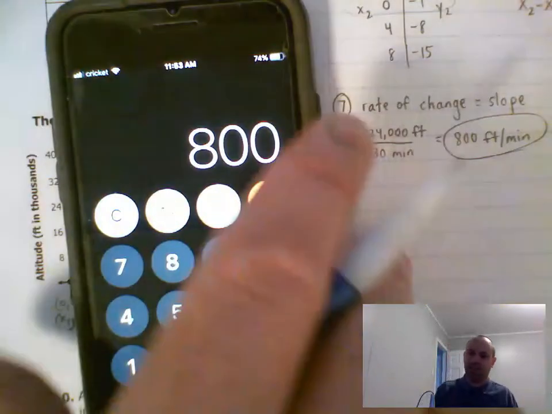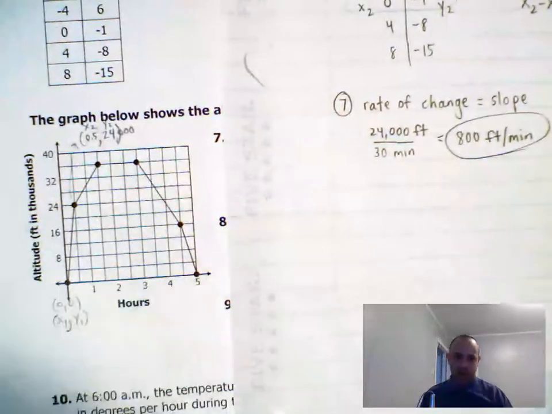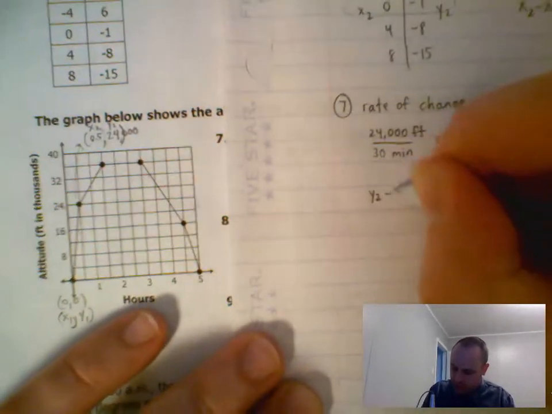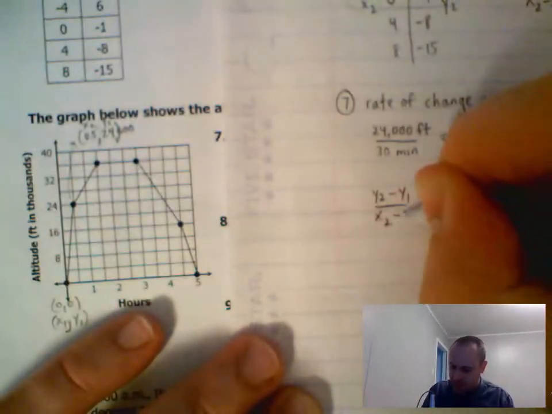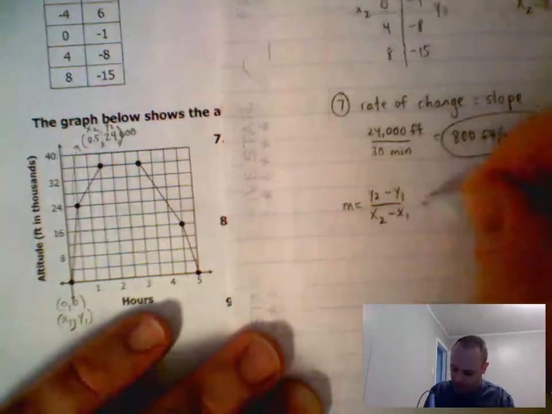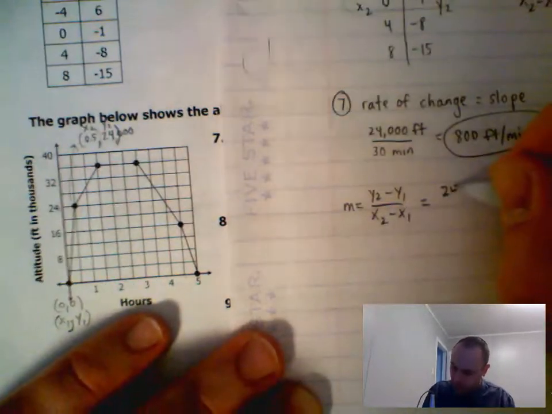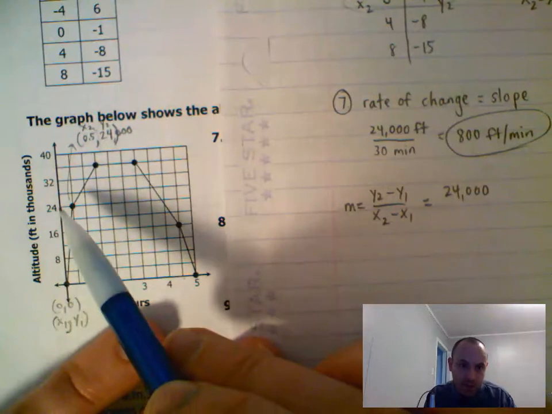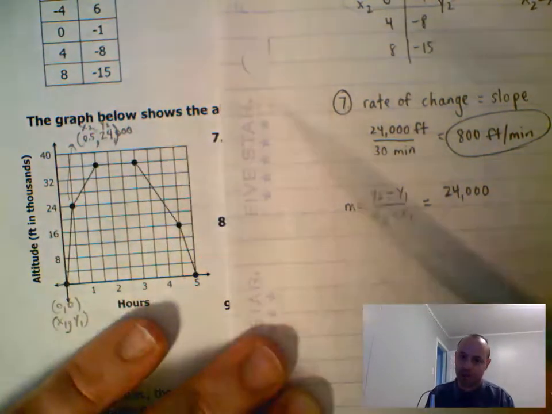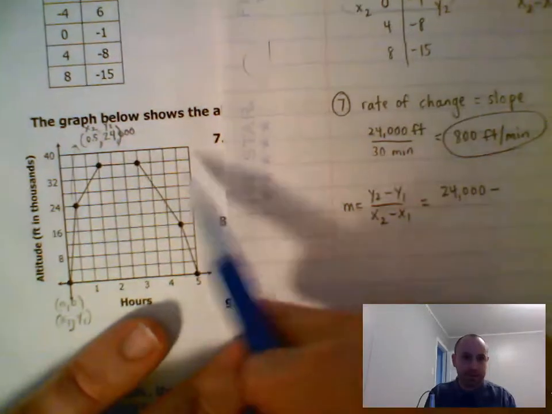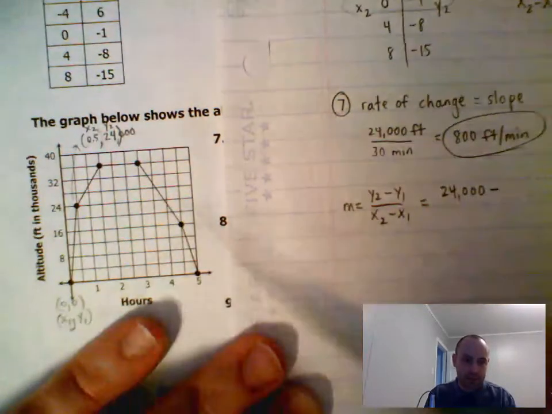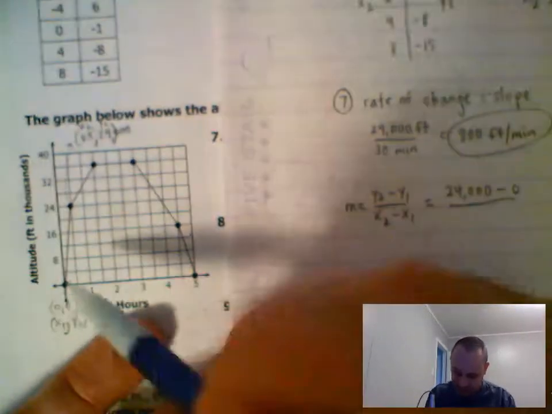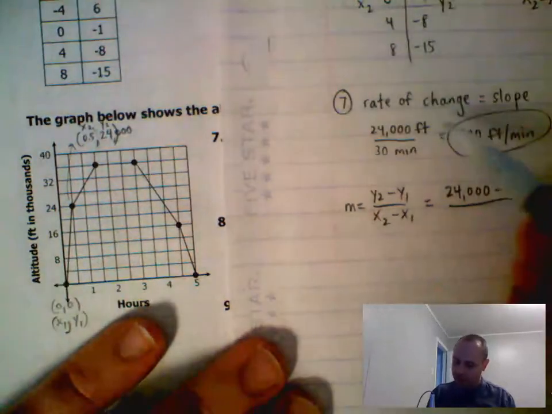Okay, now, if you were a little confused with that, you say, Mr. Esley, what about this x2, y2, y1? Okay, well, let's try it that way. y2 minus y1 over x2 minus x1 is your slope, right? So in this case, y2 would be 24,000 feet. Based on this number here, I originally put 24, but it says in thousands, so that's 24,000, minus x1, which is 0, over x2, which would be 0.5, but that's in hours.